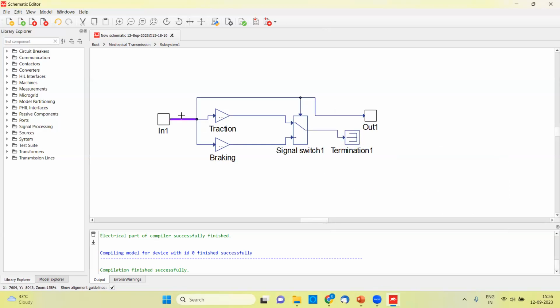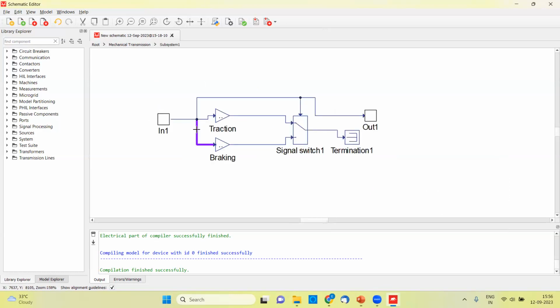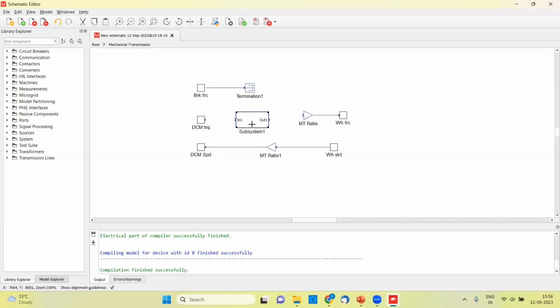So what this means is this input is basically our DC motor torque. Whenever this torque input is coming, that is the control element. If there is no torque, it will take the meaning that there is braking happening and it will terminate the signal. So basically the same output will go over here, that there is no torque. So the vehicle will not move. There will be no wheel force applied.